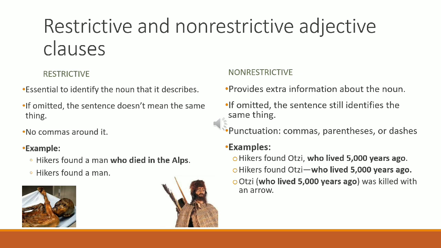Non-restrictive: provides extra information about the noun. If omitted, the sentence still identifies the same thing. Punctuation: commas, parentheses, and dashes. Example: hikers found Otzi who lived 5,000 years ago. Hikers found Otzi. Otzi, who lived 5,000 years ago, was killed with an arrow.